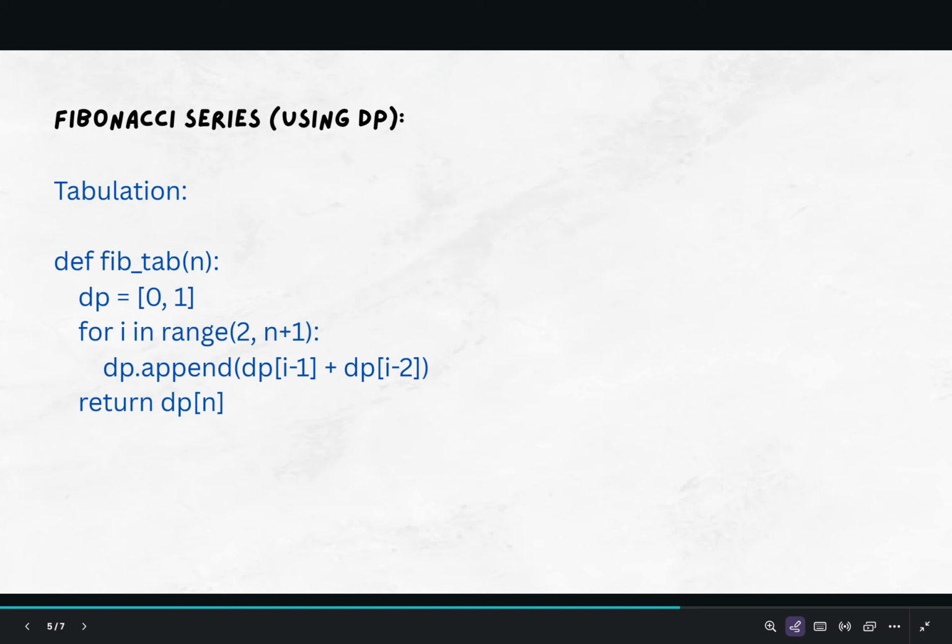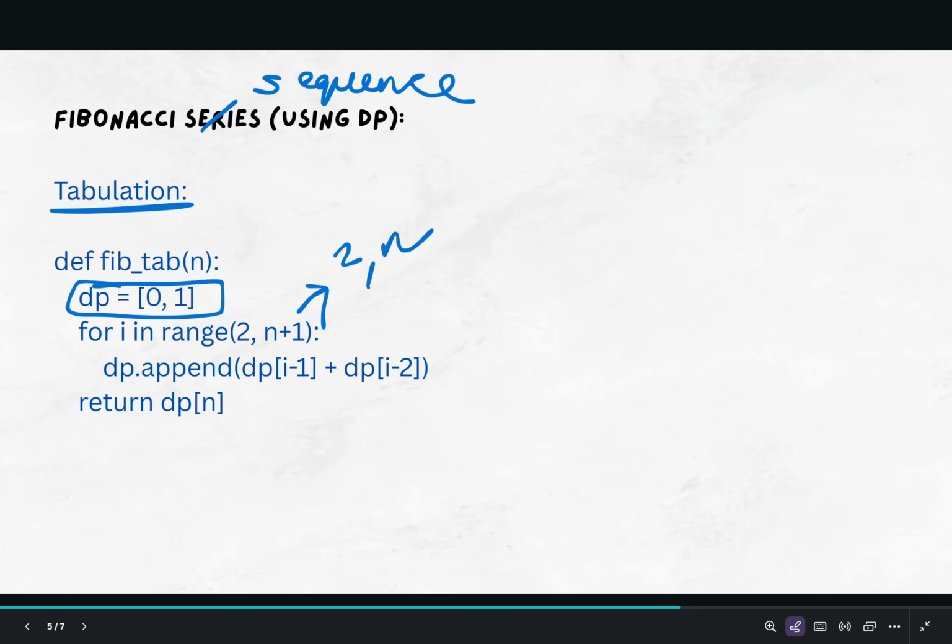Okay, now how will we solve Fibonacci sequence using DP is by tabulation. See, so here we have this function called fib of tab, and this is a bottom up solution, this is not a top down solution. So here also we have this array of dp 0, 1. Now in I range 2 to n plus 1. Why we are taking n plus 1? Because this will not be included, it will only go from 2 till n. And dp dot append dp of I minus 1 plus dp of I minus 2. So we will append it to this dp array, and then ultimately we will return dp of n.